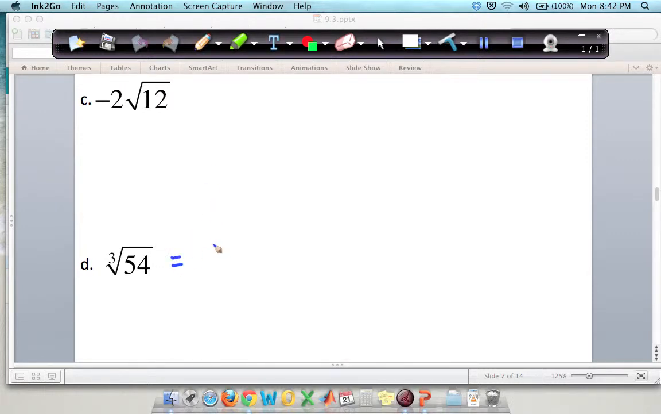Now remember, this has an index of 3, so don't forget that index of 3. Don't drop that, because then it's just a square root. So that 3 is really important. So 54, we divide it by 27, and you get 27 times 2 is 54. We can then break this up. So cubed root of 27, this comes out of the radical sign, that's just 3, and then you're left with the cubed root of 2. So cubed root of 54 simplifies to be 3 times the cubed root of 2.